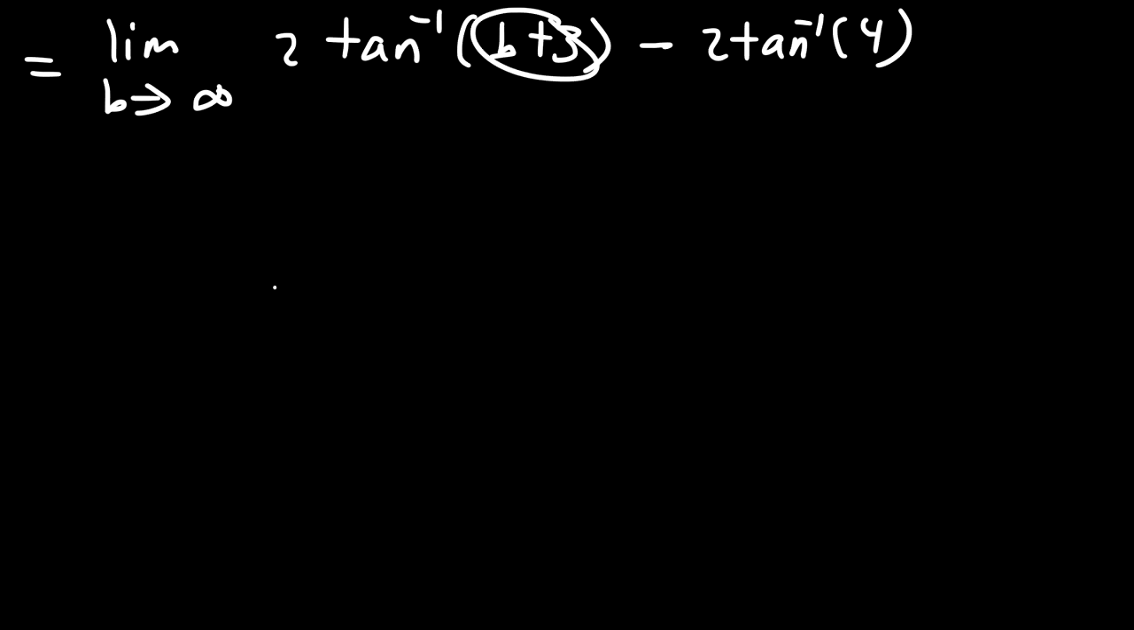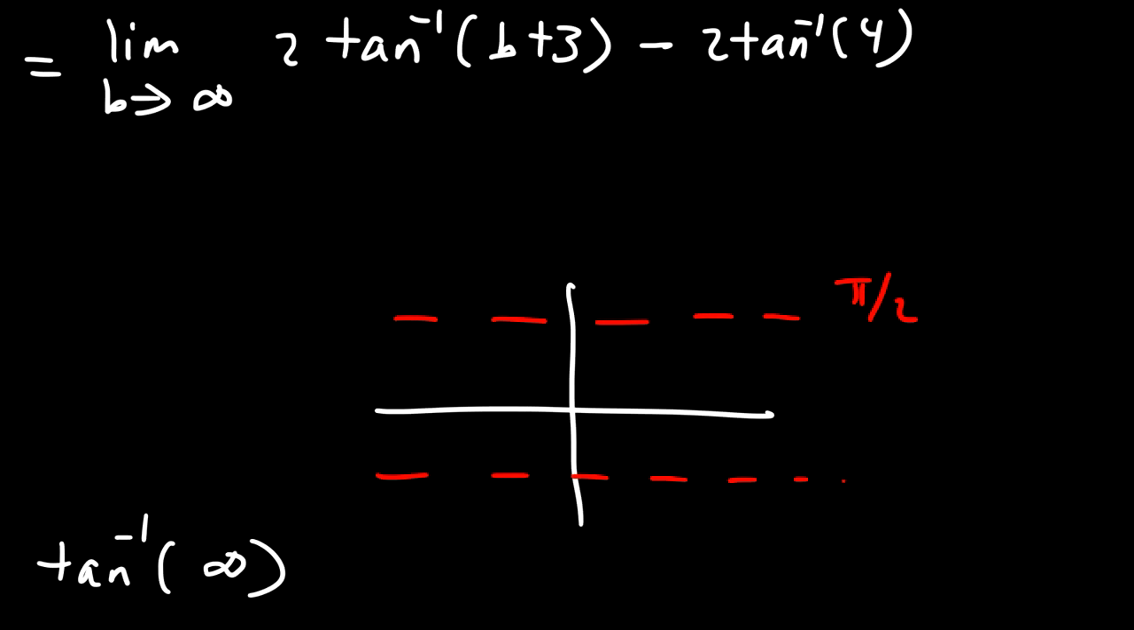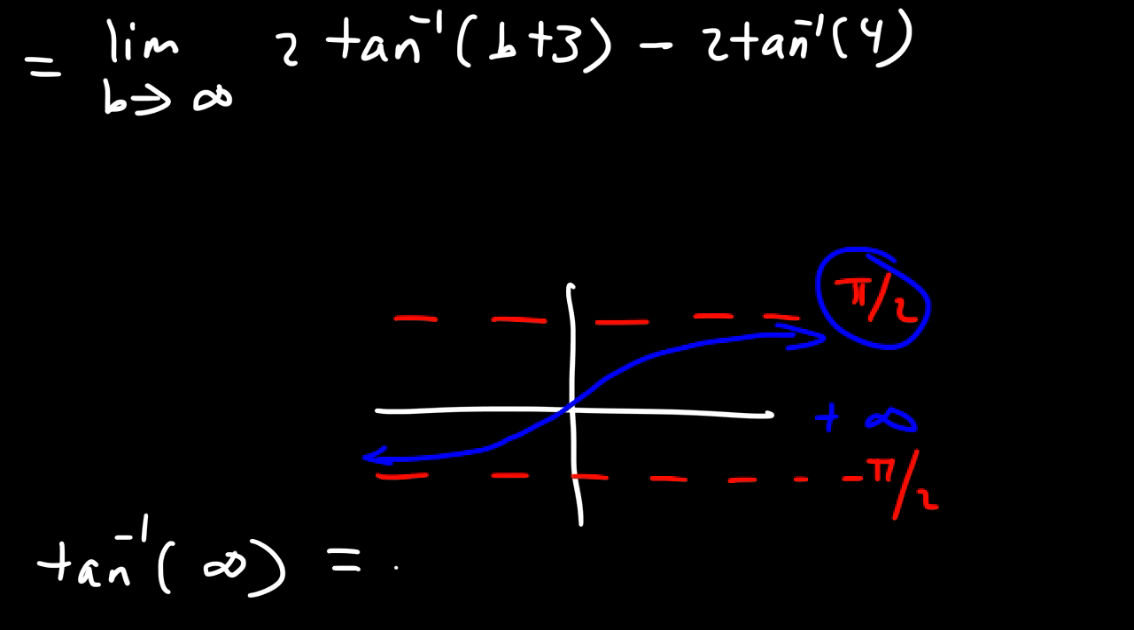So infinity plus 3, that's going to be infinity. So what is arctangent of infinity? If you draw a graph of arctangent, it has 2 vertical asymptotes. Not vertical asymptotes, but horizontal asymptotes. One at pi over 2 and the other at negative pi over 2. And the graph looks something like this. So as x approaches positive infinity on the right, the y value will approach pi over 2. So arctangent of infinity is pi over 2.